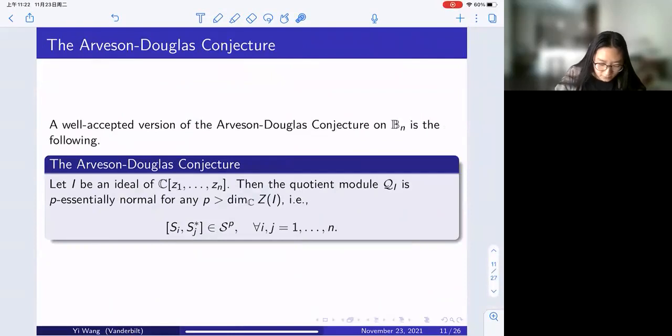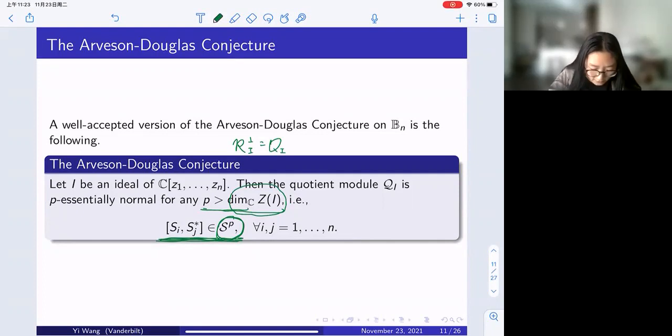If you start with a polynomial ideal, then consider this submodule, which is the closure of this polynomial ideal in either space. There's a corresponding quotient module, which is just the orthogonal complement. And we can ask the same question: are the cross commutators of the module action in the Schatten p class for some appropriate p? It turns out the appropriate range would be any p greater than the complex dimension of the zero variety. And I should mention that this is one of the many versions of the Arveson-Douglas conjecture.